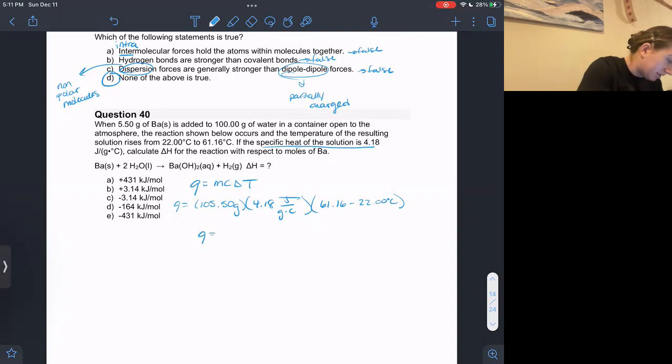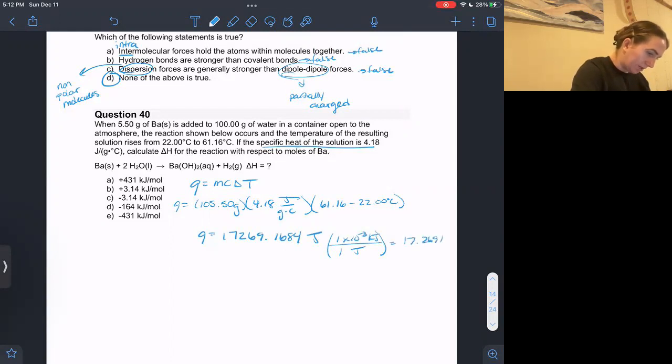Okay, so I can have my Q is equal to 105.5 times 4.18 times 61.16 minus 22. Okay, so I get Q is equal to 17269.1684 joules. And if I want to convert that to kilojoules, 1 joule is 1 times 10 to the negative 3 kilojoules. So 17.269 kilojoules.